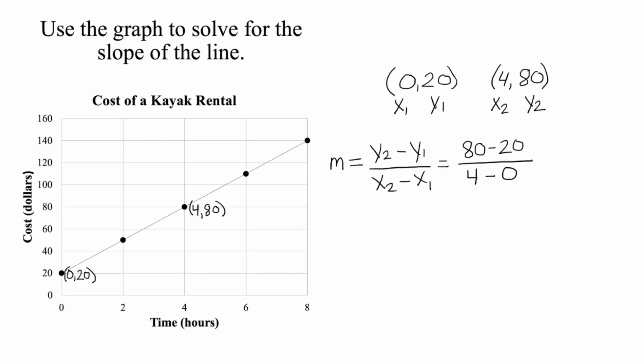Last, solve for the slope. 80 subtract 20 equals 60. 4 subtract 0 equals 4. 60 divided by 4 equals 15. The slope of this line equals $15 per hour.